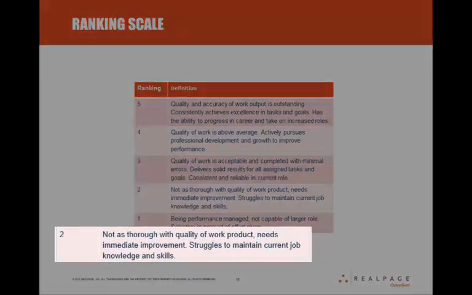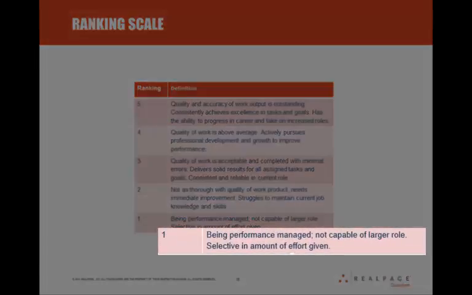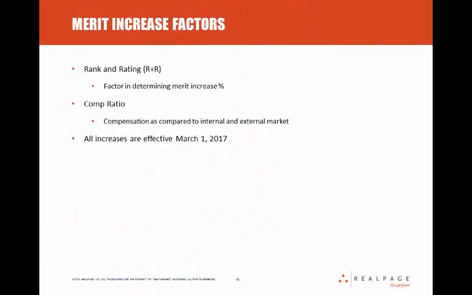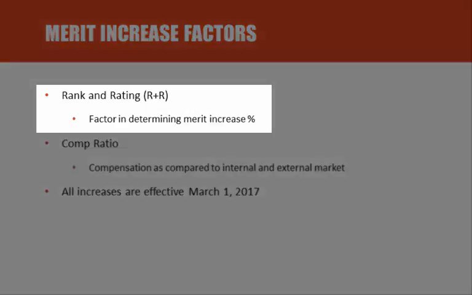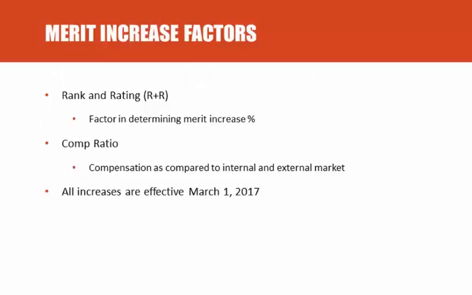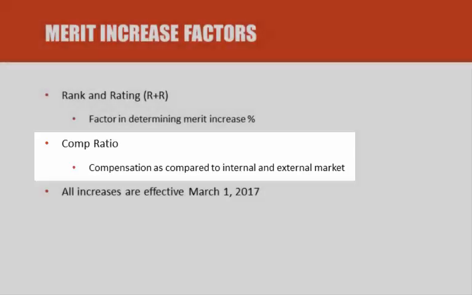2 is defined as not as thorough with quality of work product, needs immediate improvement, and struggles to maintain current job knowledge and skills. And lastly, 1 represents being performance managed, not capable of larger role, and selective in amount of effort given. So when discussing merit increases, the company is a pay-for-performance organization. These factors are taken into account. First, rank and rating. And second, comp ratio. This is where your salary falls when compared to internal employees and in comparison to external market surveys.